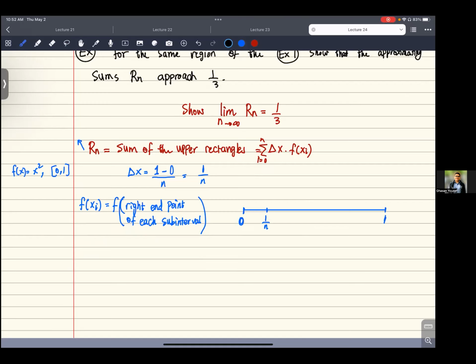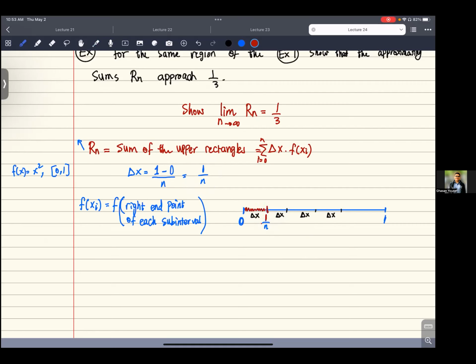Why? Because if I want to divide these values, all of them have the same length, delta x. So the first length, starting from 0 to this point, is 1 over n. This is delta x. Now the second point should be delta x plus delta x. Delta x is 1 over n plus 1 over n. What is 1 over n plus 1 over n? 2 over n.